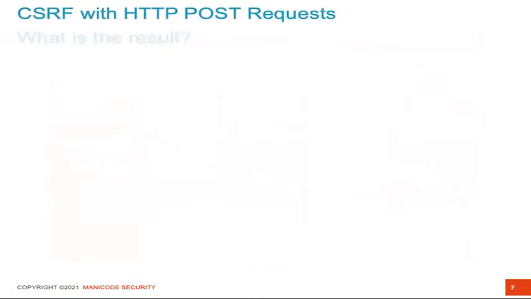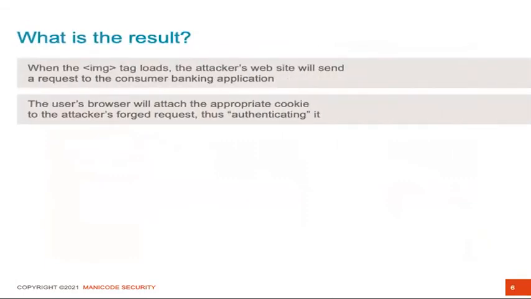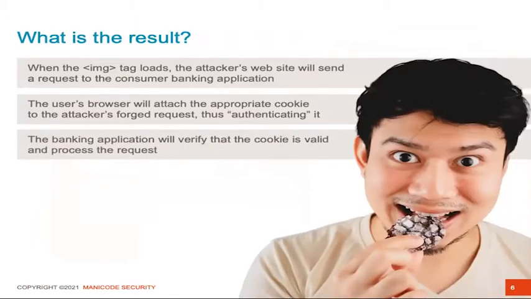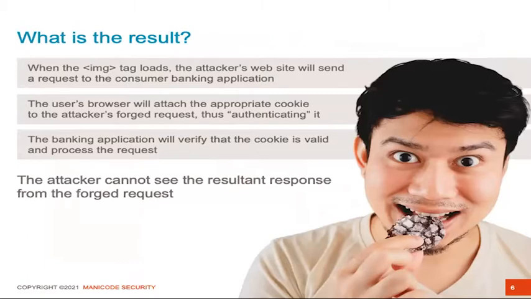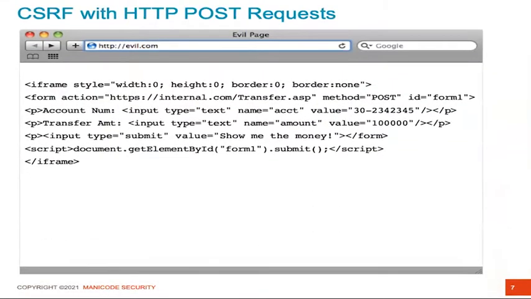But the thing is, does this really matter? Because when the image tag loads, the website loads, it makes the fraudulent request, the cookie is sent automatically, the banking app verifies the cookie. Even though it doesn't happen in the attacker's browser, they get the result of it. They get the money transfer. And it's not just about GETs. Here's an example of CSRF with a POST request. I'm in an iframe on an evil website.